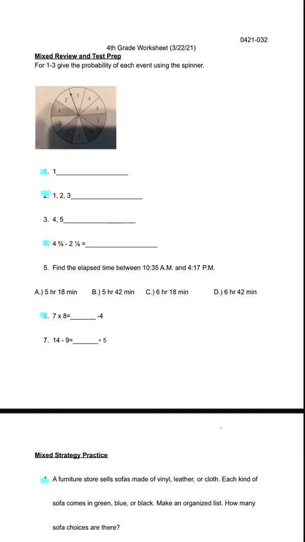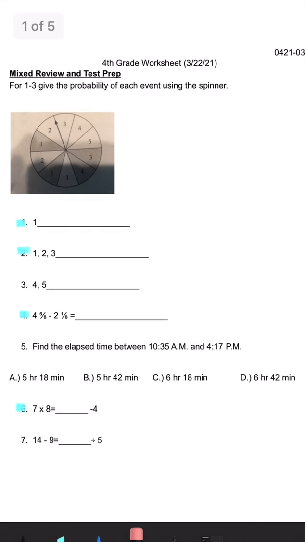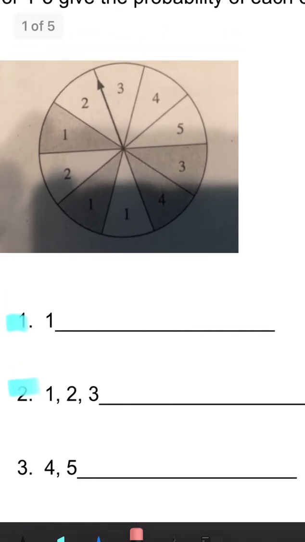Let's start with mixed review and test prep. Number one, we'll be following the directions for numbers 1 through 3. Give the probability of each event using the spinner. So remember, probability is basically we're just going to be using fractions.